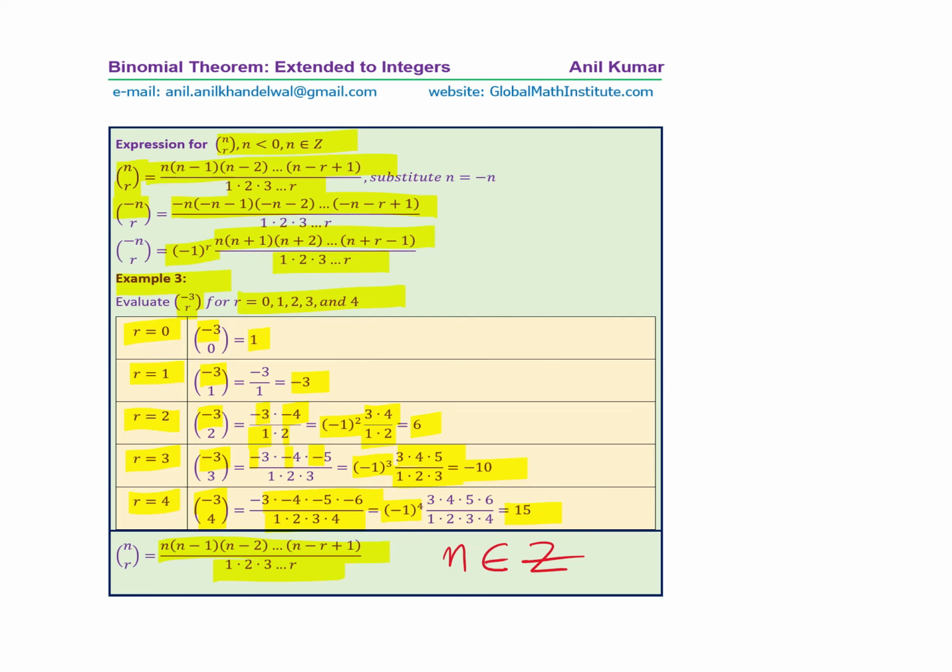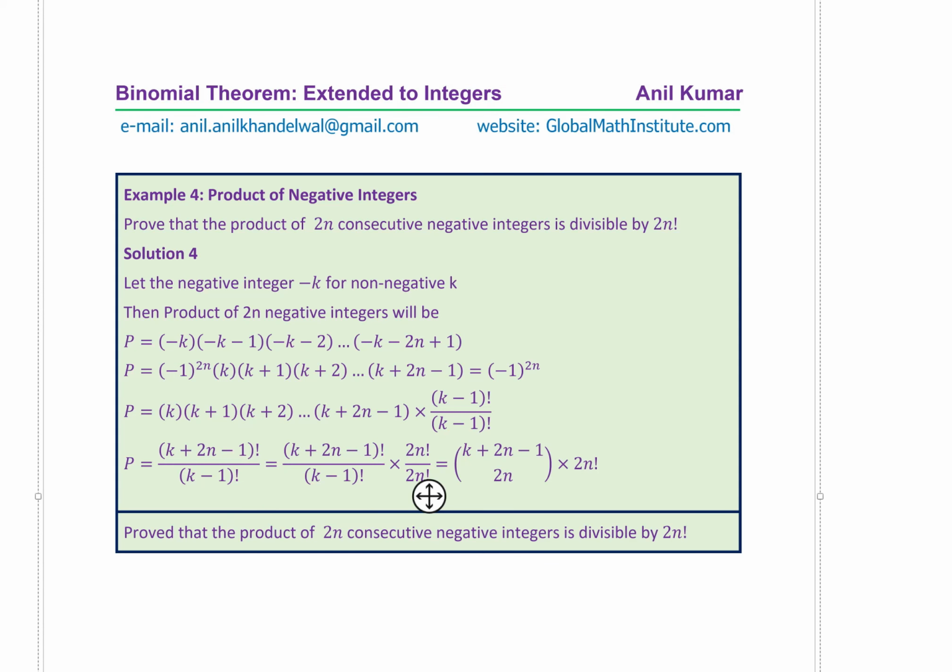Now here's the last example, slightly different from what we had been doing. We were only testing the coefficients. Now the question for you, example 4, we'll see the product of negative integers. Prove that the product of 2n consecutive negative integers is divisible by (2n) factorial. So you can pause the video, answer this particular question, and then look into my suggestions.